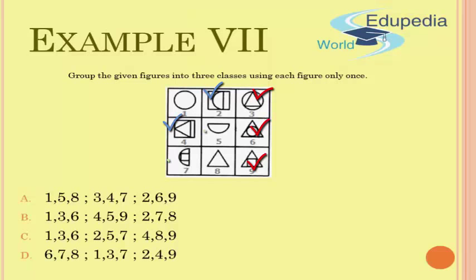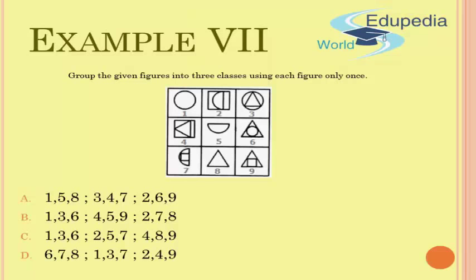5 and 7 are semicircles, and basically there is no other commonality. 1 and 3 are circles. But I realize that I am not able to get groups of 3 using this logic. So what other logic can I employ over here? We'll look for common figures.